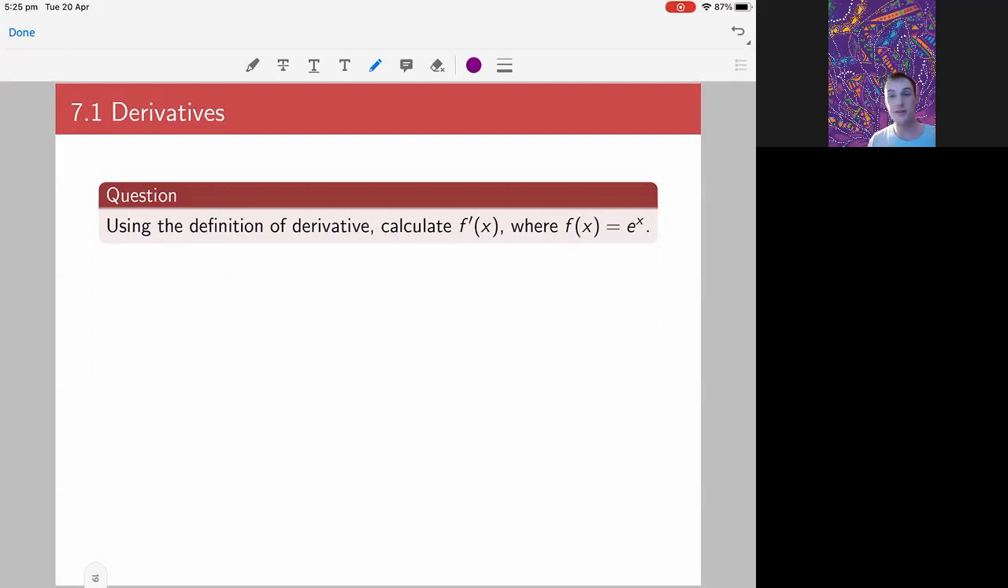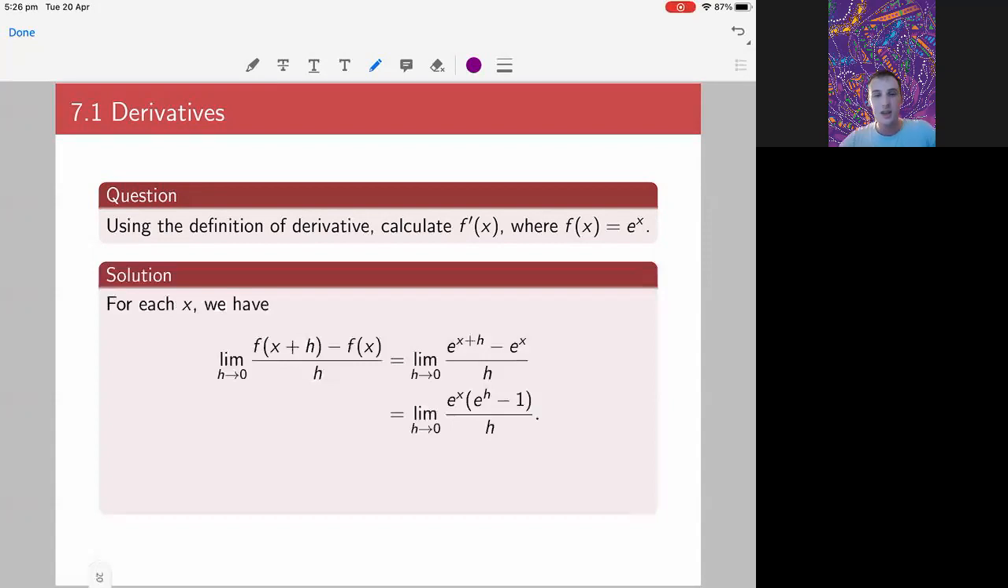Okay. Now we've got a function f of x equals e to the power of x. Calculate the derivative. Okay, so this is a bit of a tricky one if you don't know what to do. So by definition, the limit, remember the definition of the derivative is f of x plus h minus f of x divided by h. We're taking the limit as h goes to 0. Just use the definition of the function, e to the power of x plus h, because f of x plus h equals e to the x plus h, minus e to the x.